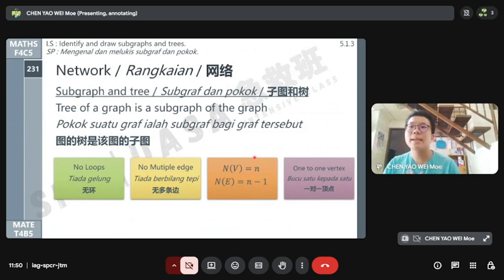For a tree, remember: no loops, no multiple edges, the number of vertices equals n and the number of edges equals n minus 1. It is one to one, no one to many. One vertex can go to another vertex, but cannot double up, and a vertex cannot go back to itself. That's why there are no loops and no multiple edges.